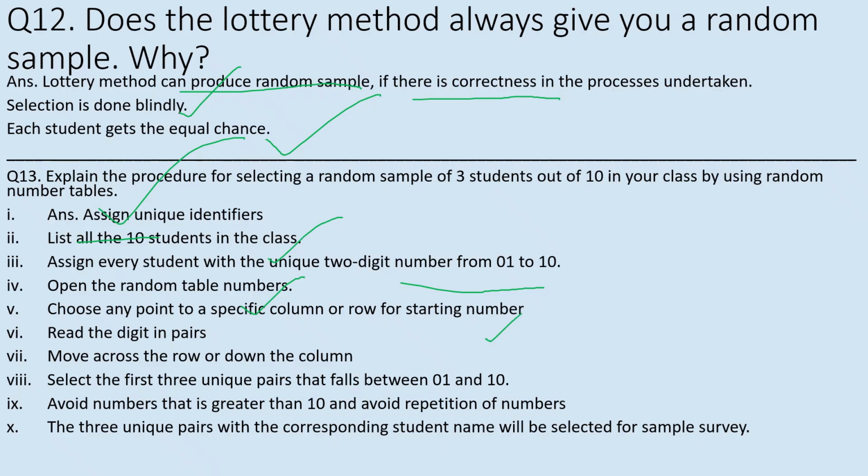Choose any point, a specific column or a row, for the starting number. Read the digits in pairs. Move across the row or down the column. Select the first three unique pairs that fall between 01 and 10. Avoid numbers that are greater than 10 and avoid repetition of any numbers. The three unique pairs with the corresponding students' names will be selected for the sample survey.